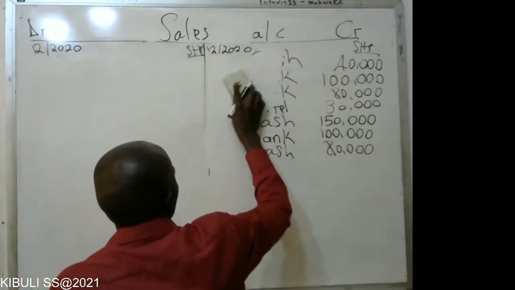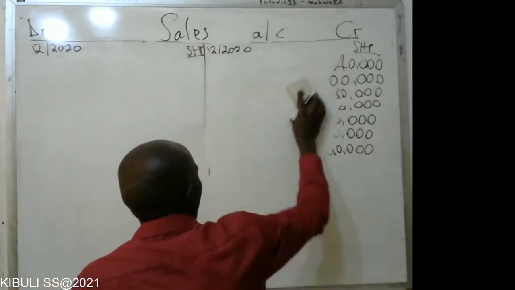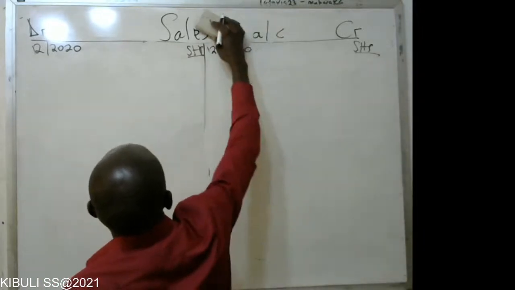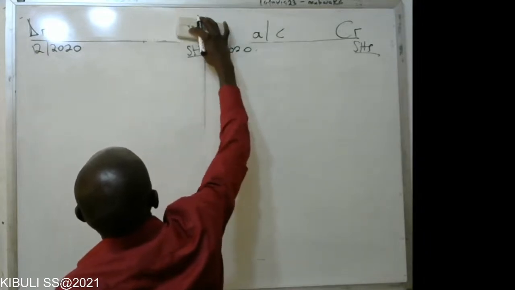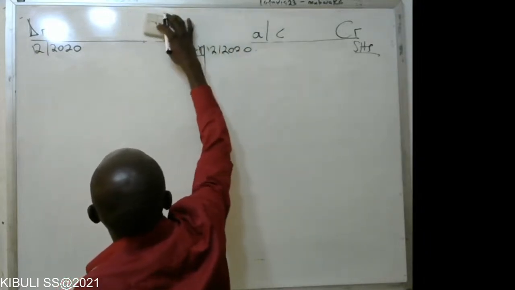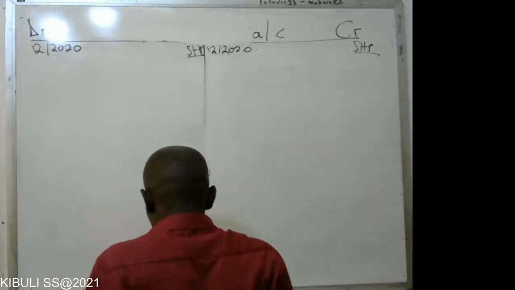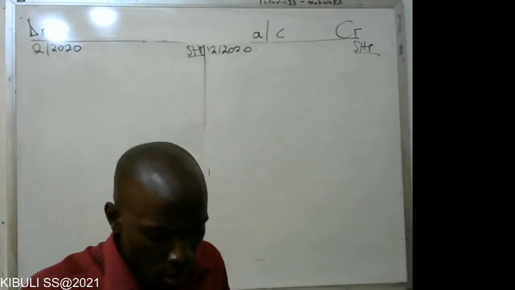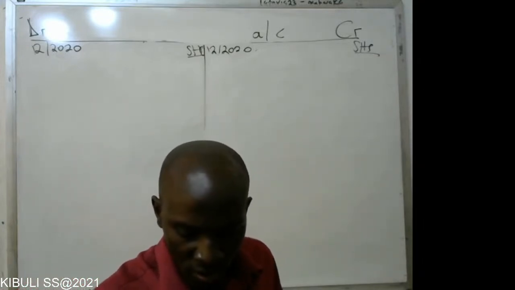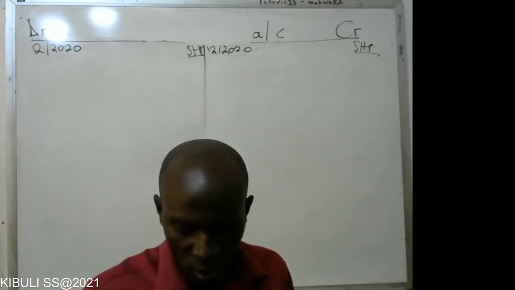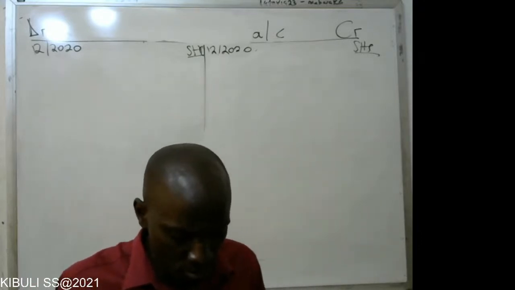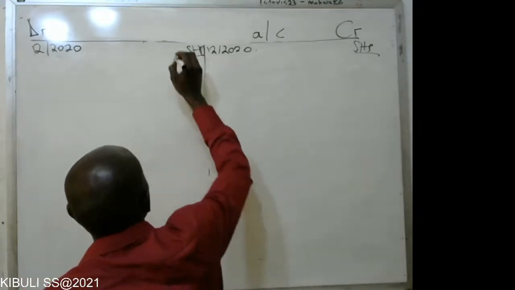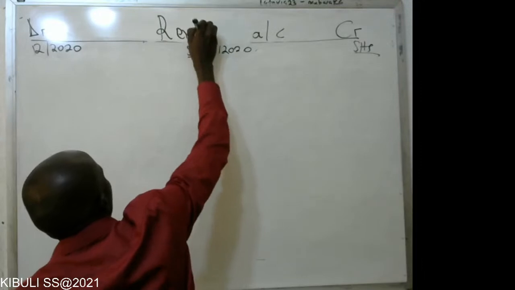Okay, we are moving, members. Hope you are following very well. So we proceed and draw another ledger account. When you look at our transactions, what is the next ledger account we need to identify? So we have now rent. We have the account for rent. So you proceed and draw the rent account.